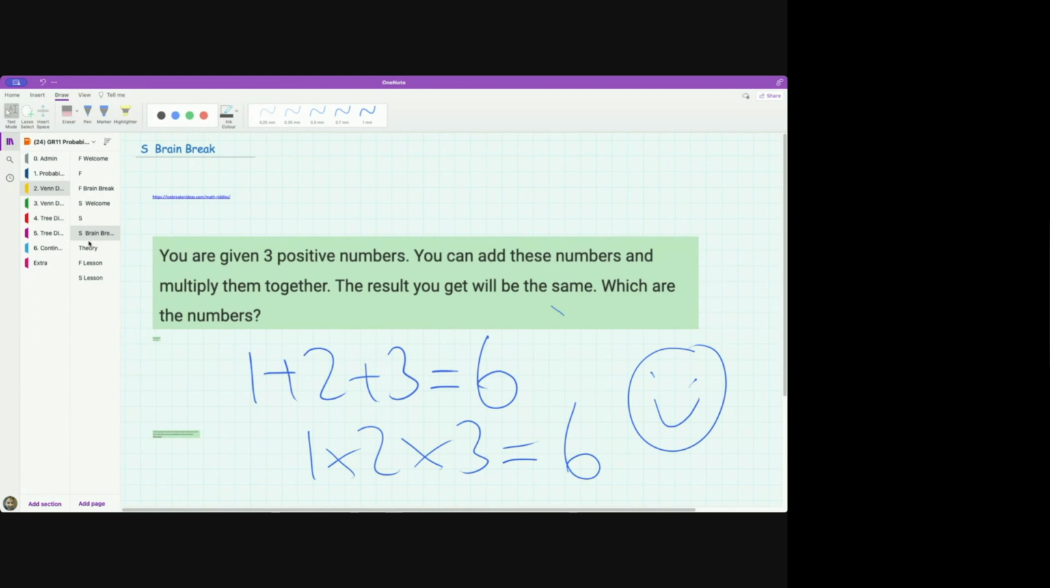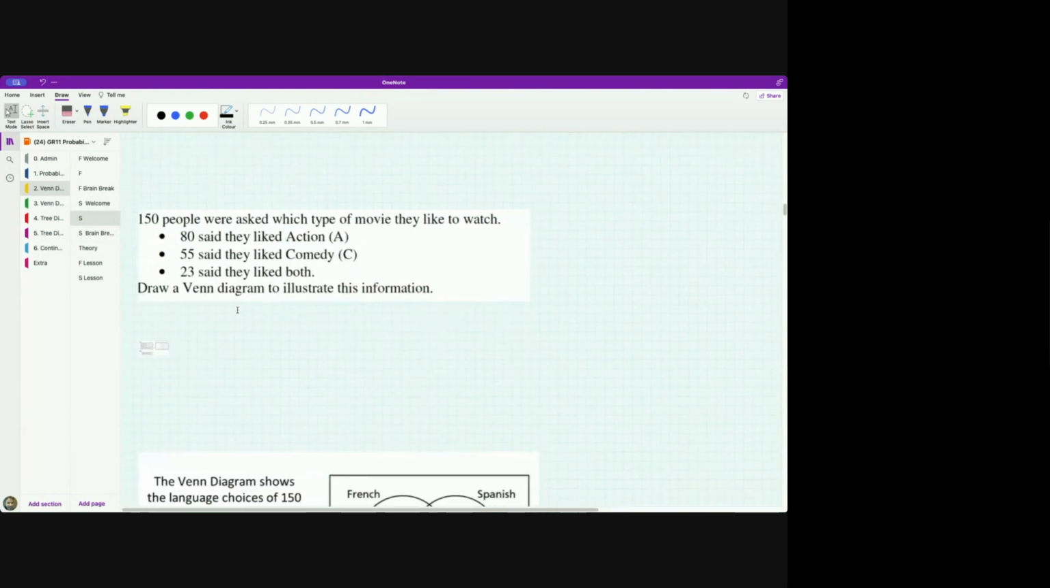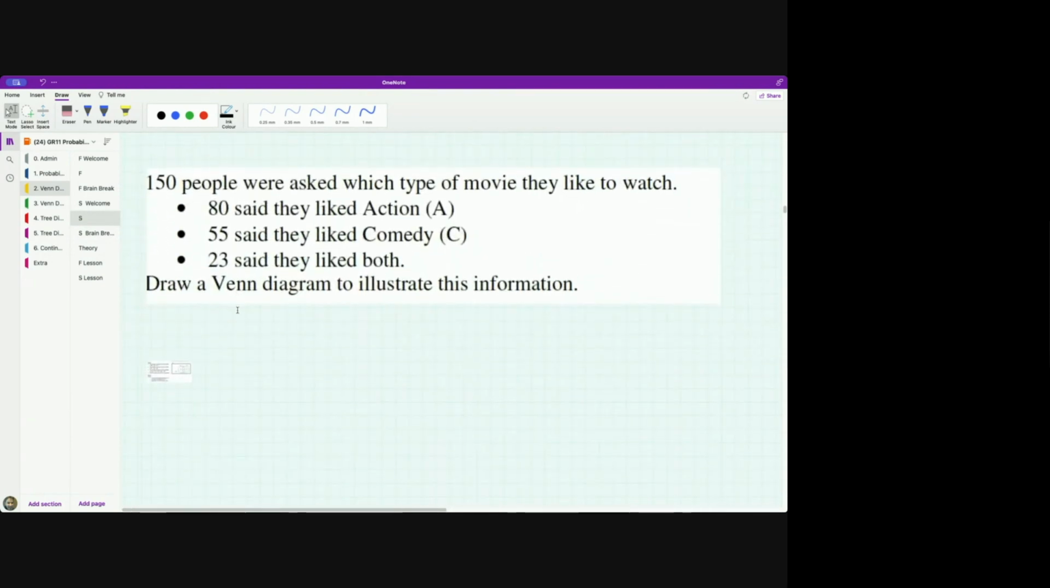Okay, let us get back to the task at hand. So here is a Venn diagram setup. I would like you to draw the Venn diagram for me and then tell me when you are done.